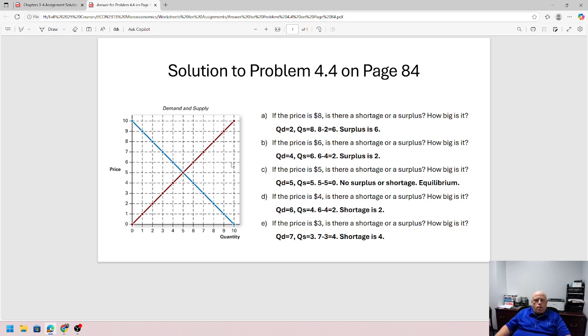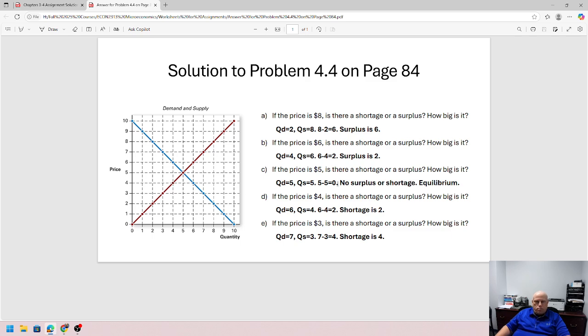Okay? Now, on the second one, it said if the price is $6, basically give us the same information. So, in other words, is there a shortage or a surplus, and how big is it? On that one, the quantity demanded would be 4. Quantity supplied is 6 at a $6 price here. And then if you take 6 minus 4, that's 2. So there's a surplus of 2 if the price is $6.